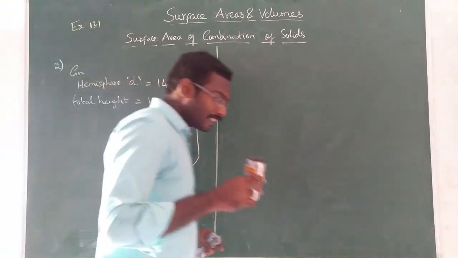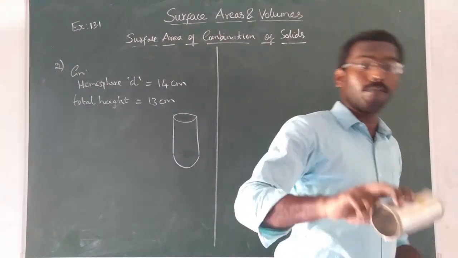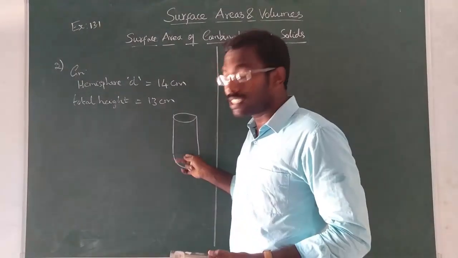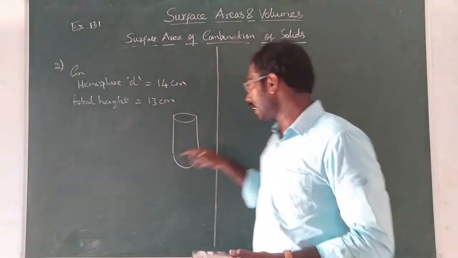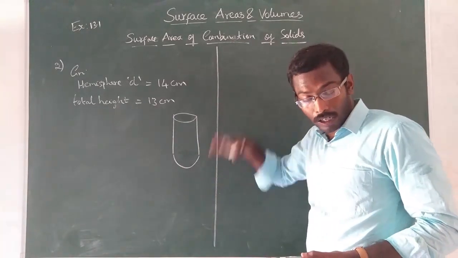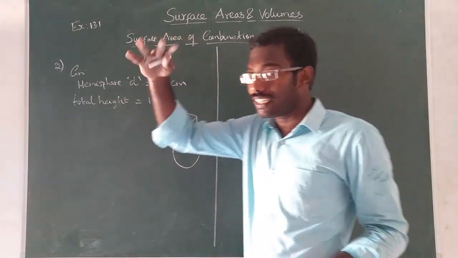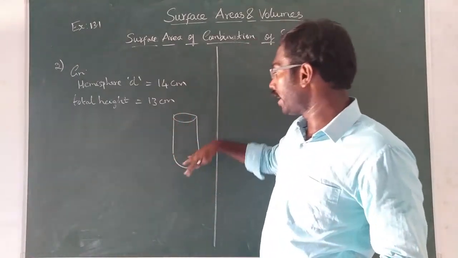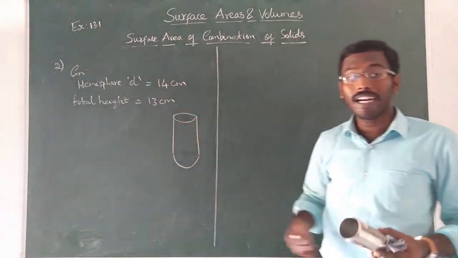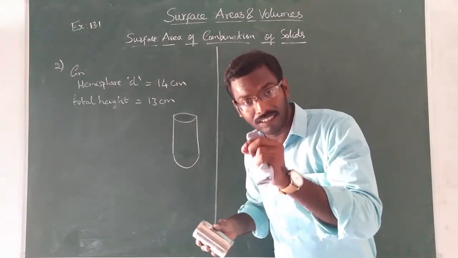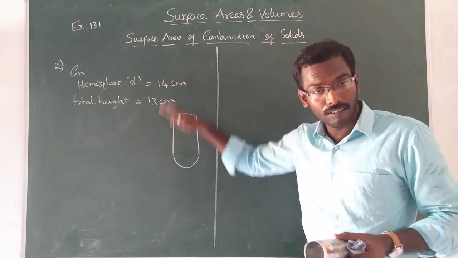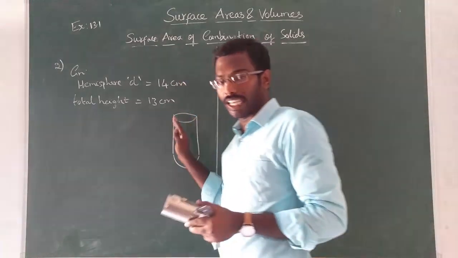So you have to understand the difference between mounted by and mounted on. In case it is given the hemisphere is mounted on the cylinder, then the cylinder would be down and the hemisphere would be on the top. Understood? But here mounted by is given, therefore the hemisphere will be at the bottom and the cylinder will be at the top. So this is the shape.